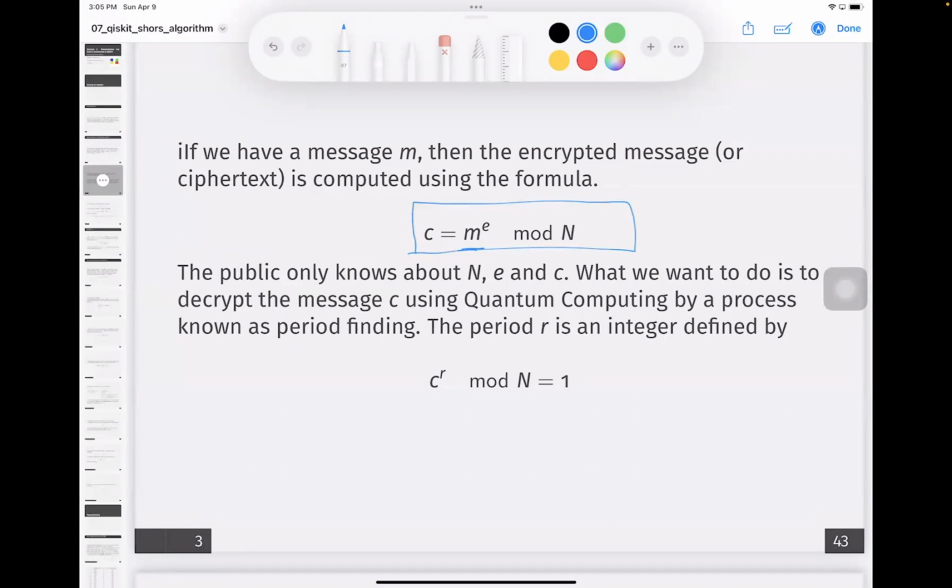And what we want to do is to decrypt the message using a quantum computer through a process known as period finding. Now, the period is the number R, which is defined using this formula. You know that R is a period if, given the ciphertext C, you raise it to the power R and get the remainder when dividing it by N, and if you get the number 1, then R is the period.